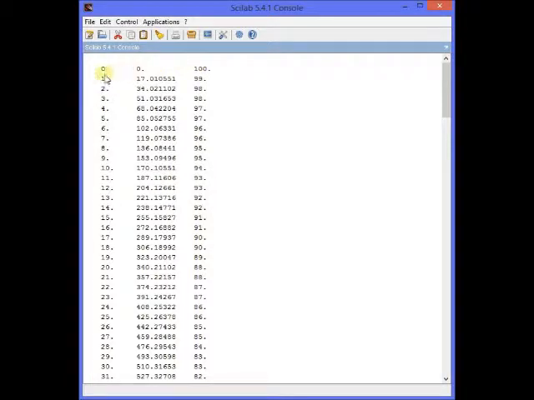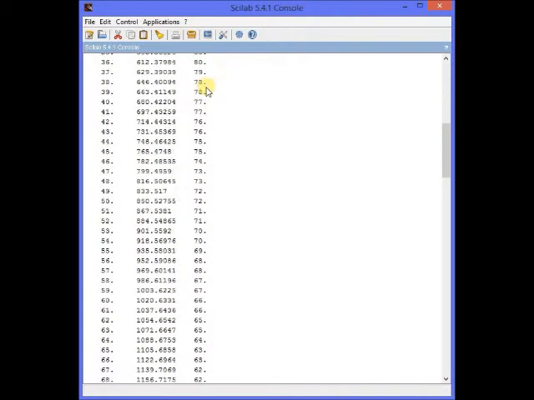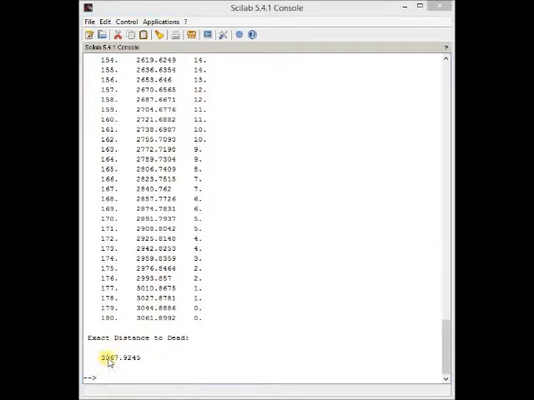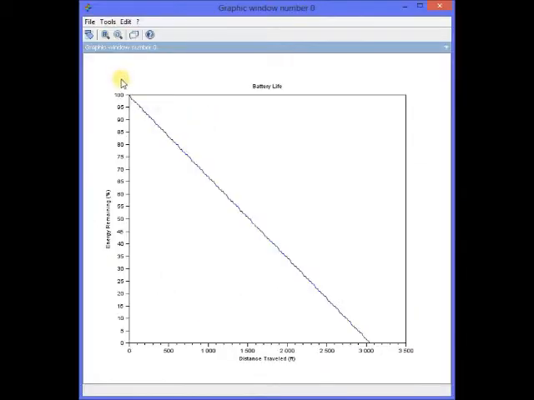So when the robot has traveled 0 feet, it's still at 100%. When you come down and see, the total distance is 3,067 feet, and it hits 0. Technically these aren't 0, there's a decimal here, but it would hit 0 right after this at 3,067 feet. And if you look, here you can see the line of the battery life, so you can see it draining from 100 to 0 as the distance grows.